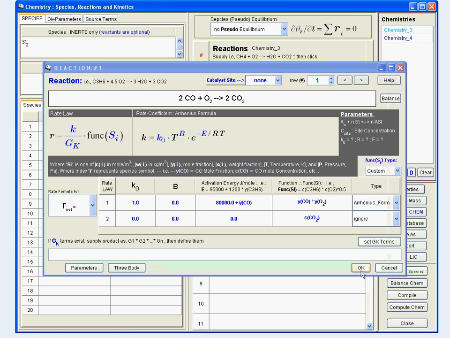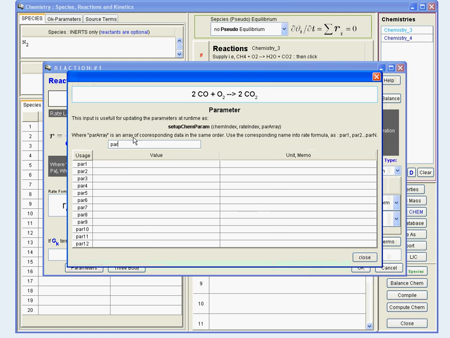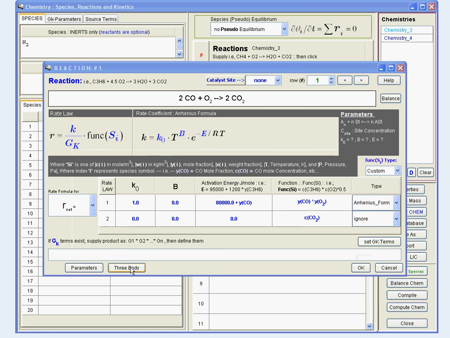So this is how one can use and supply the rate data. This can be done with all the reactions inside the software. There are other parameters that we can also set by clicking on parameters and then supplying values for the parameters and then using the parameter as the names are shown here. And then the 3 body functions could also be used in this case.